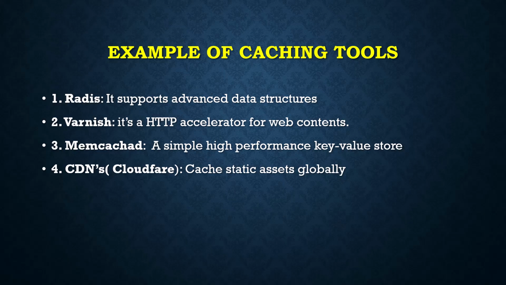Okay, let's look at Memcached. Memcached, a simple high performance key value store. Okay, let's look at four, the CDNs. Excuse me, sorry for that. In brackets, Cloudflare, or also known as Akamai. So they cache statics globally.